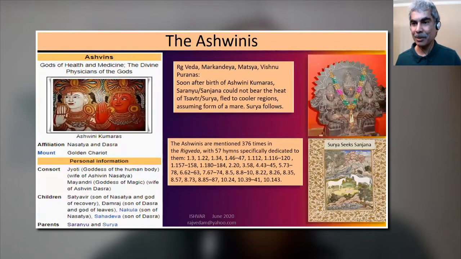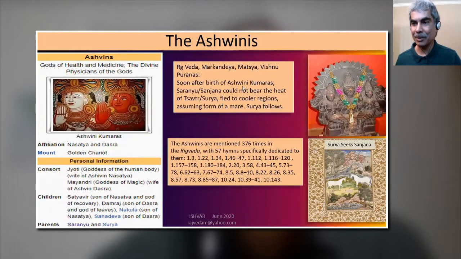So she leaves a shadow, Chaya, in her place, and she flees off to the southern region, the cooler region. She can't handle the sun. So the sun is in the northern hemisphere, and she's in the southern hemisphere. Eventually the sun discovers the deception and follows her in the form of a mare and goes to the southern regions to search for her.